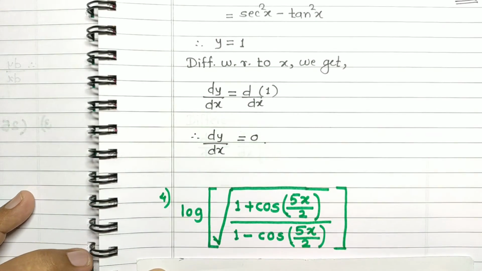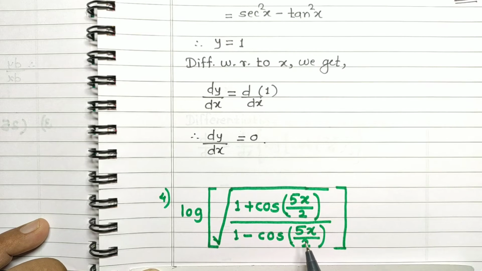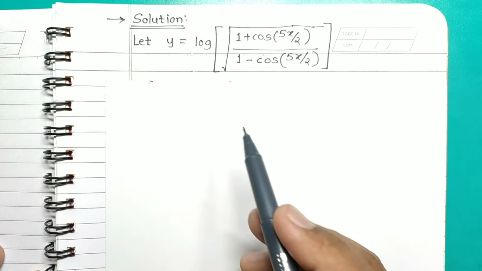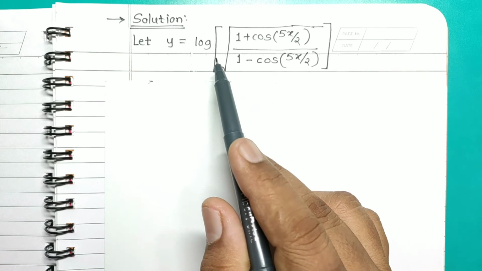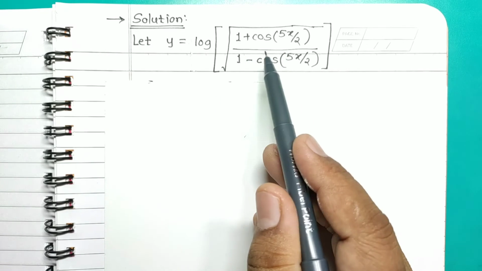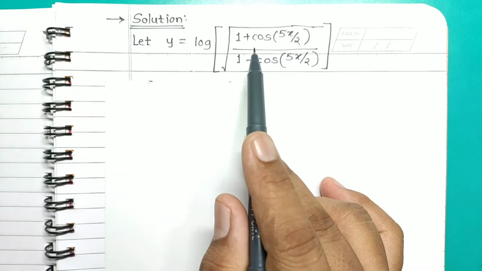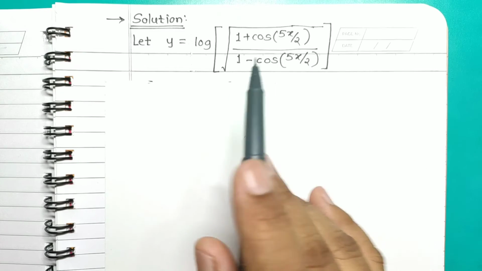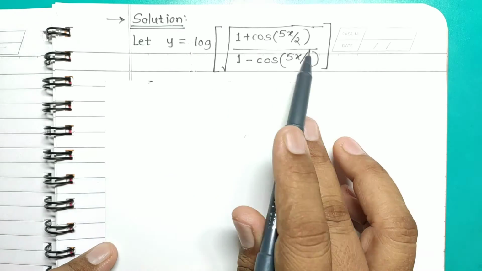The given function is log of square root of 1 plus cos of pi x by 2 upon 1 minus cos of pi x by 2. So in the solution you write down the given function as y. See here again we have a logarithmic function and it is a composition. If we use the chain rule to find the derivative of this function at this step, then that is going to be very lengthy and tedious. So we are not going to use the chain rule at this step. So we try to simplify this function.